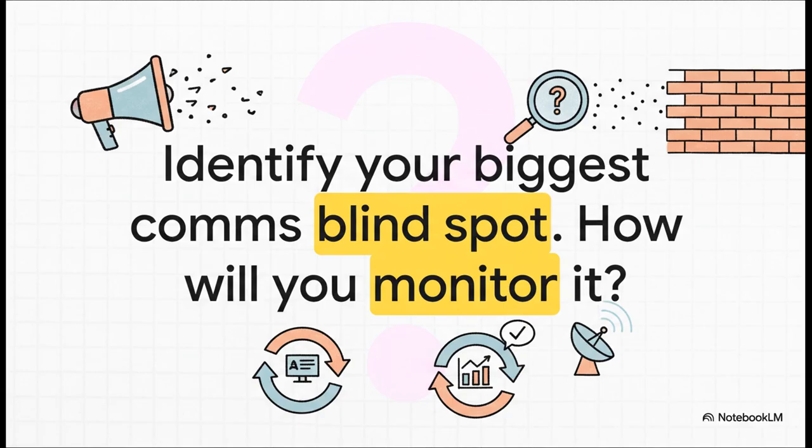So I'll leave you with this question to really think about. What's the biggest communication blind spot on your project right now? You know, that one area where you're just sending information out into the void and hoping for the best? Based on what we've just covered, what's one small step you can take starting today to begin monitoring its effectiveness and start closing that feedback loop?